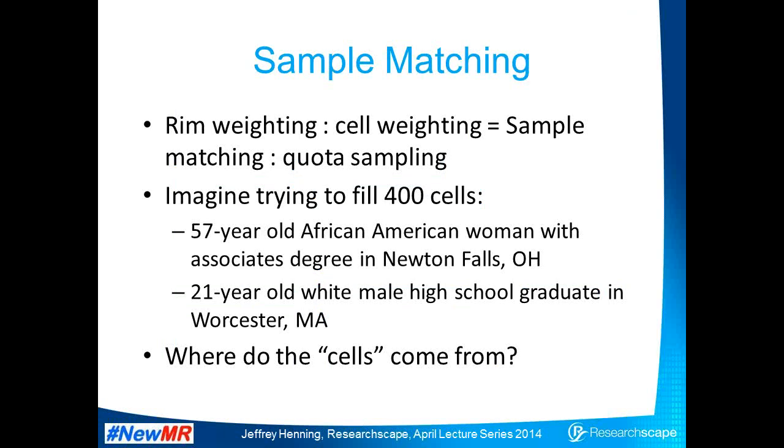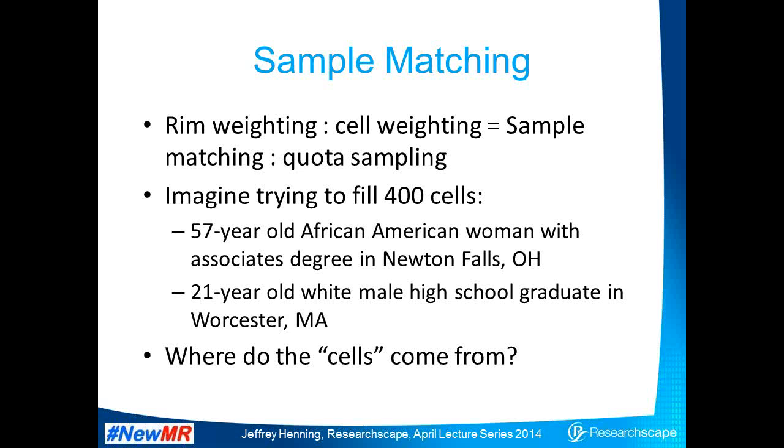So when I showed you quota sampling, I gave you these four cells, just like we had four cells in cell weighting. But in rim weighting, every response could have a different weight. With sample matching, you're not trying to fill 4 to 12 quota cells. You're trying to fill 400 cells, for example. If you're doing a survey of 400 people, you'd have 400 cells.